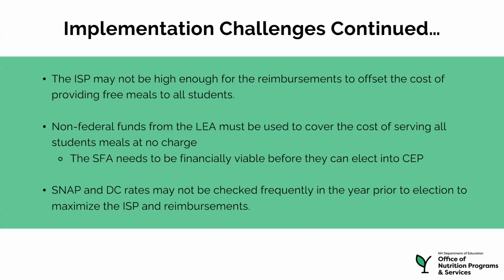So some additional challenges that might come up is that the ISP may not be high enough for the reimbursements to offset the cost of providing free meals to all students. And non-federal funds must be used to cover the cost of serving students meals at no cost. Therefore, the SFA must be financially viable before they can elect into CEP. SNAP and direct certification rates may not have been checked frequently in the year prior to CEP election to maximize the ISP and reimbursements.